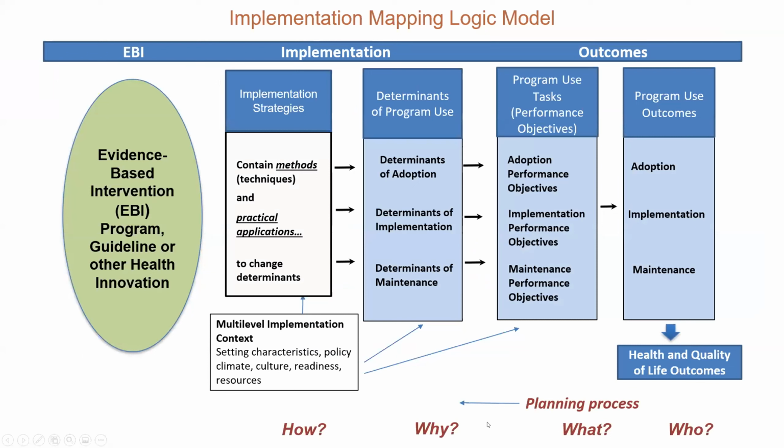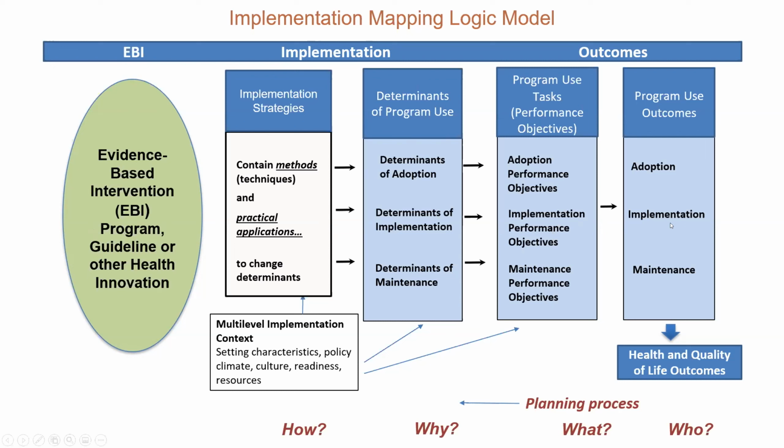So this is an implementation mapping logic model. And I know you've heard about logic models from Dr. Smith. This logic model is really to help describe what goes into the development of these implementation strategies. So the logic of it goes from left to right, and it's basically saying, well, we have this evidence-based intervention, and now we want to use implementation strategies that are going to influence the determinants of program use, influence the outcomes of adoption, implementation, and maintenance, which will then lead to health and quality of life outcomes.